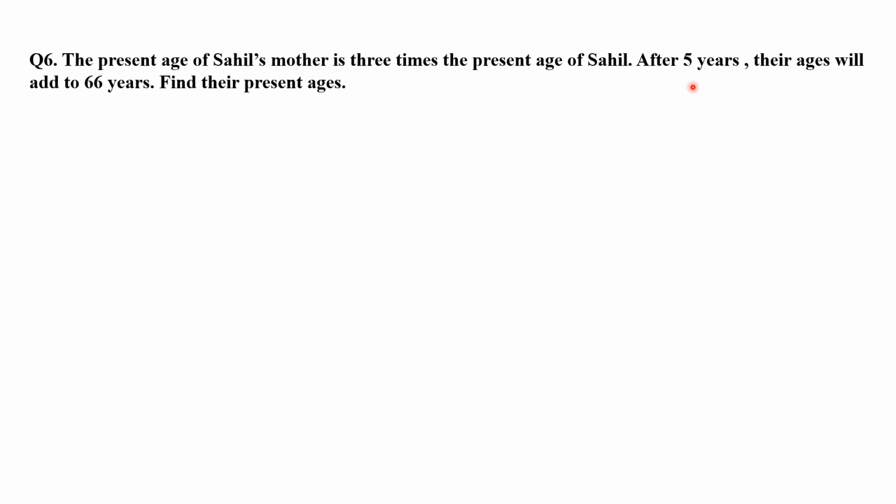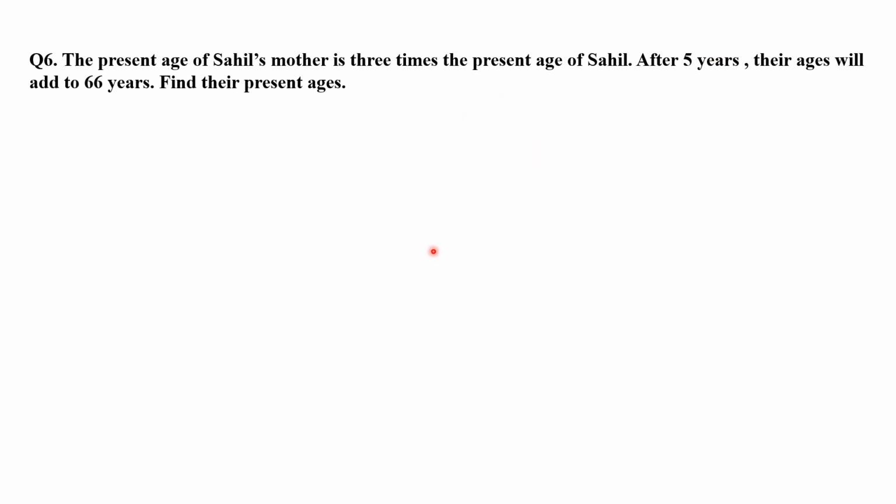The second statement says that after 5 years, their ages will add to 66 years. Now, after 5 years, what will be the age of Sahil and Sahil's mother? Their sum is given as 66 years, and you have to find their present ages. Okay. So, I don't have any information of the present age of Sahil also. If I know the present age of Sahil, then for the mother I can multiply by 3 and I can get it.